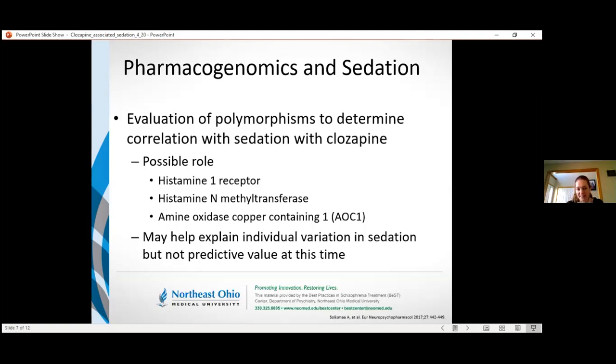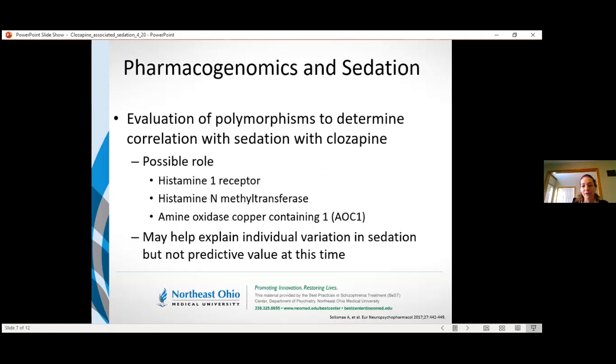The last one is the amine oxidase copper-containing 1. This is also an enzyme that's involved in the degradation of histamine, not quite to the same extent as the methyltransferase, because this happens more in the periphery. So breaking down histamine in the periphery may not have as direct of an impact on sedation because it's those CNS H1 receptors that we're most worried about. So what they had concluded was, well, genetics may help explain the differences between individuals. None of them are going to be predictive at this point. They are still doing investigations, but that doesn't seem to be the solution for why some patients have trouble with this.